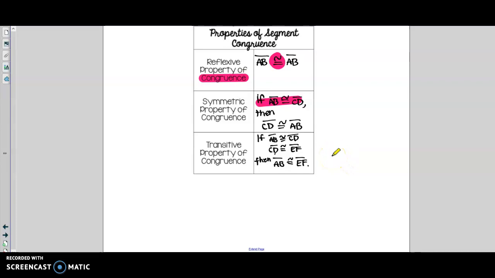So just make sure when you use these in a proof that you use the term congruent. So it's the reflexive property of congruence, symmetric property of congruence, not just reflexive or just symmetric. Okay. We need to distinguish it from the property of equality.